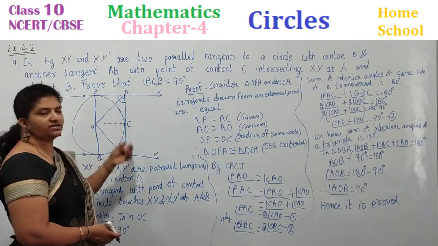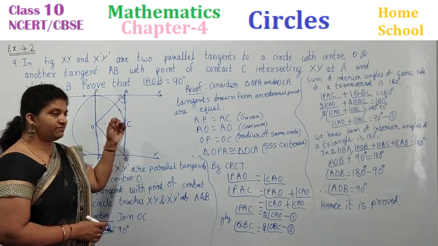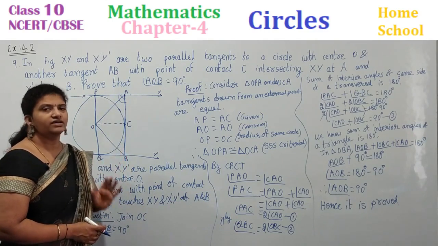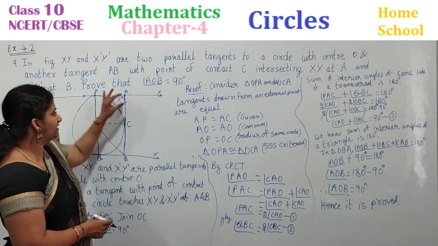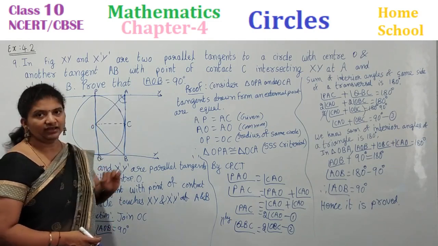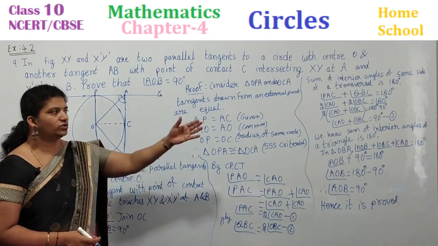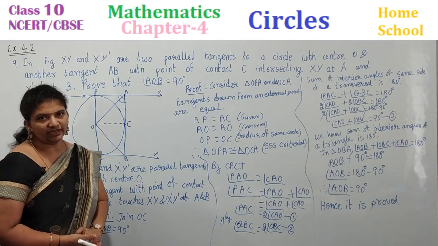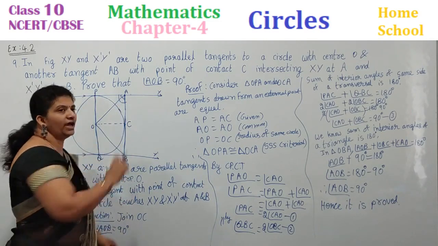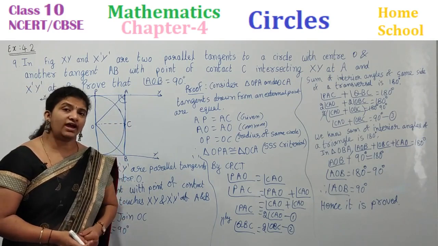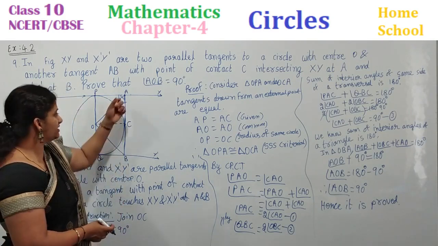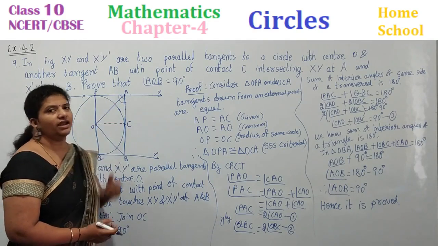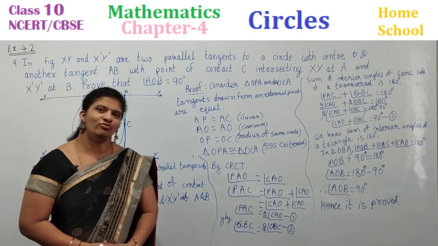Finally, when you consider this triangle, second step, the sum of the interior angles on the same side of a transversal will be 180. This plus this equals 180. Then you substitute these two, and you are going to get this angle plus this angle will be 90. Then third step, we know that the sum of the interior angles of a triangle is 180. These two sum to 90. Then what will this be? 180 minus 90 will be 90. That is the thing we need to prove.